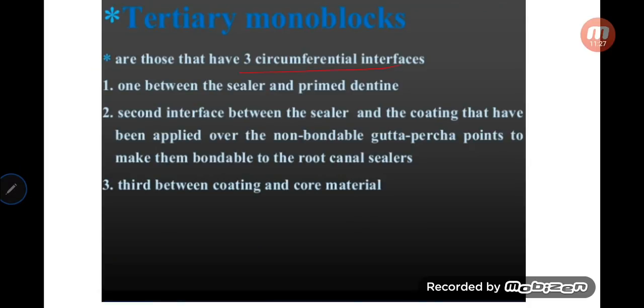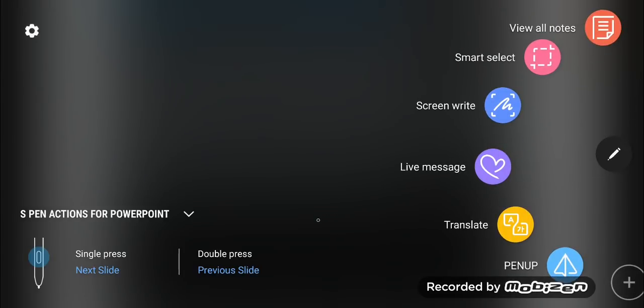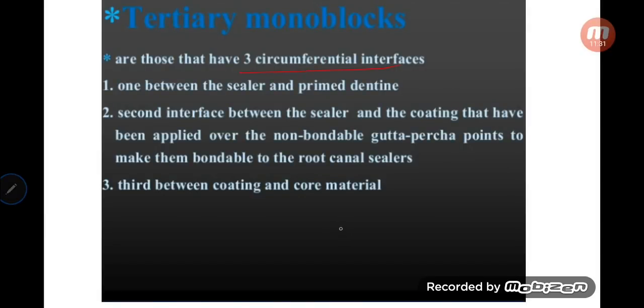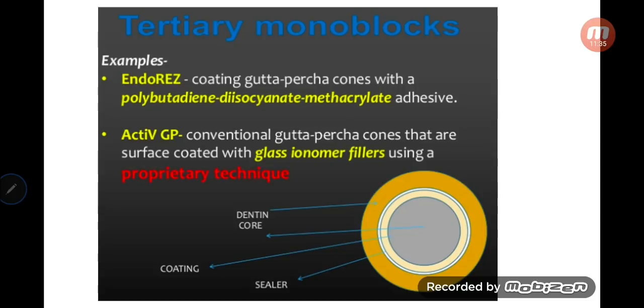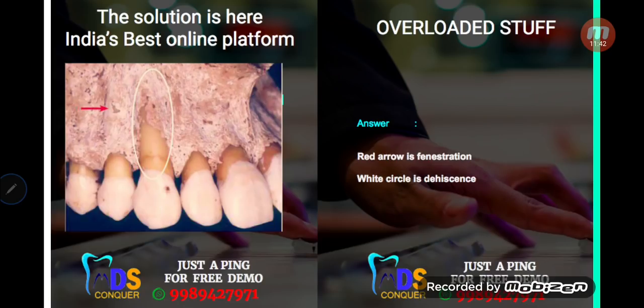Tertiary, you will have three interfaces. Regularly asked are Active GP and Endorez, the most commonly asked examples related to tertiary monoblock.